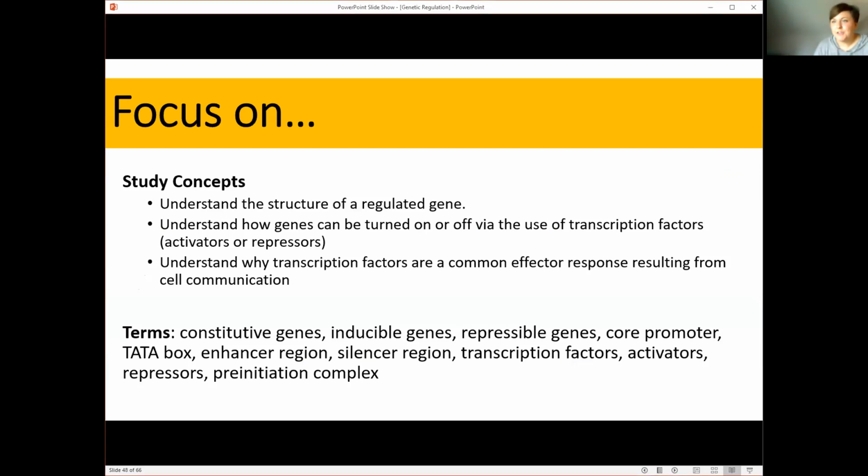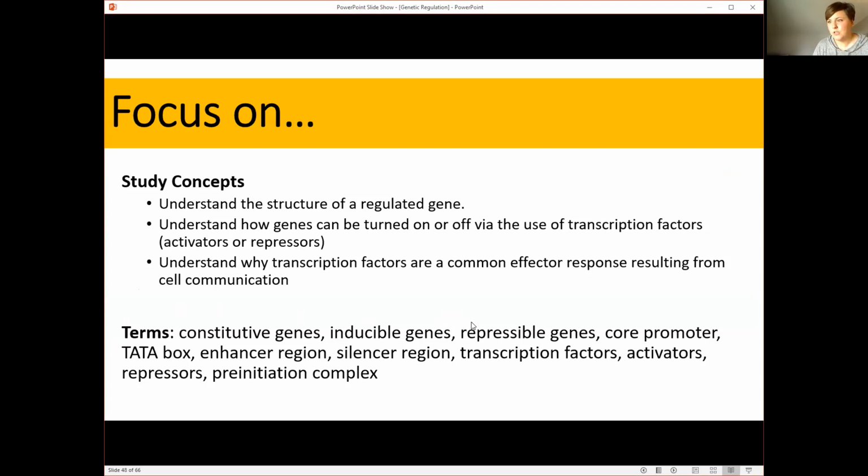From this lecture, make sure that you understand the terms constitutive genes, inducible genes, repressible genes, core promoter, TATA box, enhancer region, silencer region, transcription factors, activators, repressors, and pre-initiation complex. Make sure that you understand the structure of a regulated gene and how genes can be turned on or off via the use of transcription factors, activators, or repressors. And understand why transcription factors are a common effector response resulting from cell communication.